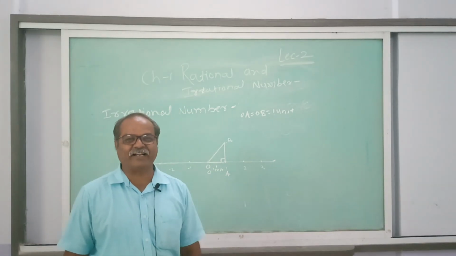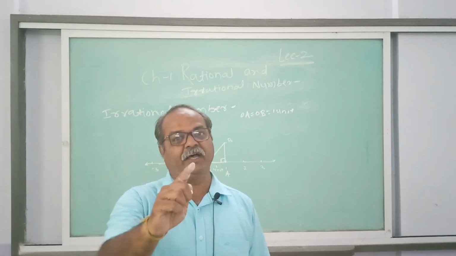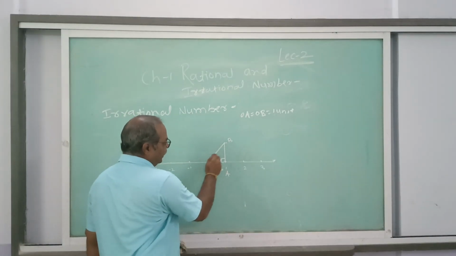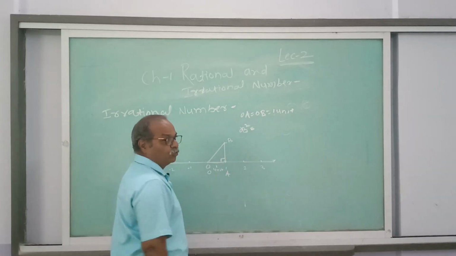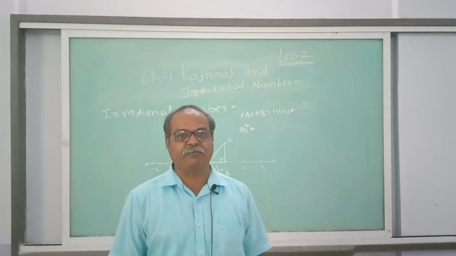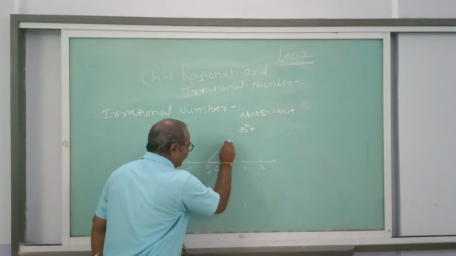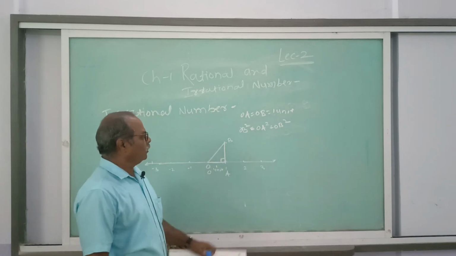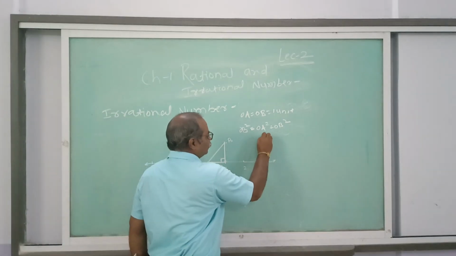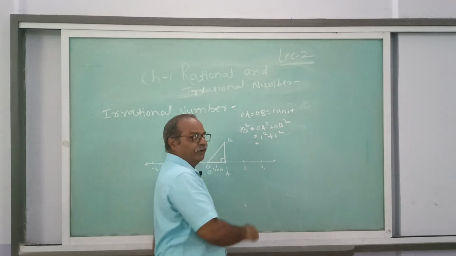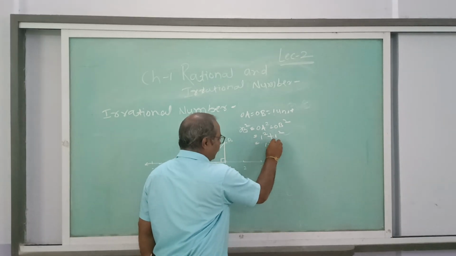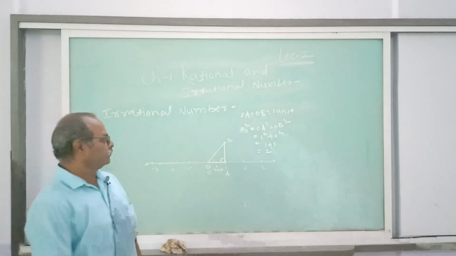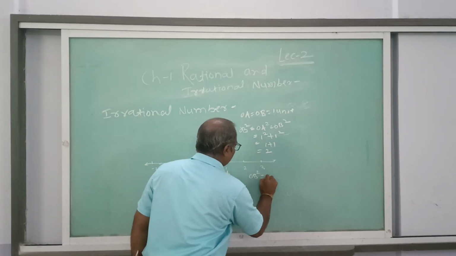So what does the Pythagoras theorem say? The hypotenuse square is equal to the sum of squares of the remaining sides. So which is the hypotenuse? OB square is equal to the sum of squares of the remaining sides. It means OA square plus OB square. The length of OA is 1 unit, so it is 1 square plus 1 square. What is 1 square? It is 1. 1 plus 1 is 2. So OB square is equal to 2.